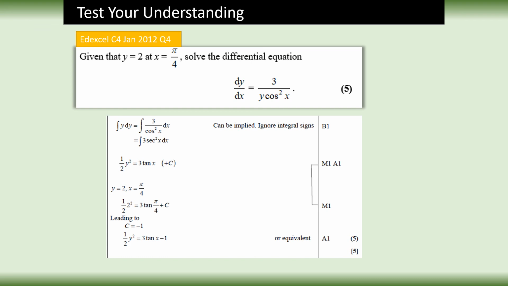So we could do it by recognition here. The differentiation of tan x is sec squared, so the integration of sec squared should be tan x. And notice that the end result here, we've got half y squared equals 3 tan x minus 1. We haven't made y the subject because the question never asked us to make y the subject, so you could just leave it like this. Or personally, I would prefer to multiply everything by 2, so y squared would equal 6 tan x minus 2. And then, if you were asked for y equal to some function, you could have just square rooted the whole thing.